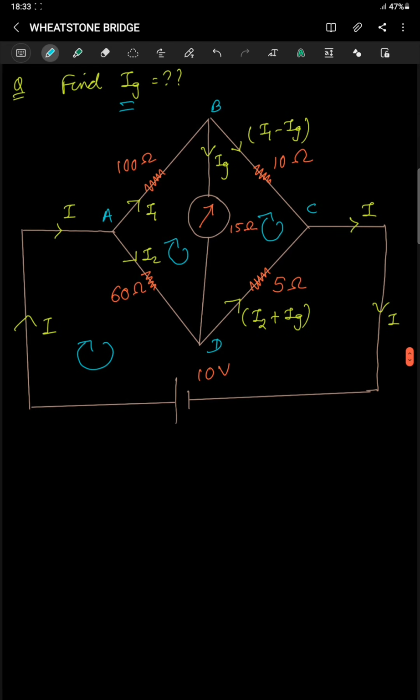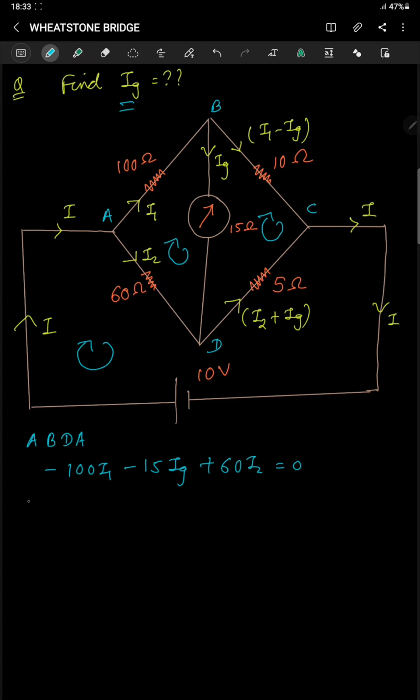So let us apply Kirchhoff's law to the first loop. The first loop which I am taking is A, B, D, A. In A, B, D, A, you see here the I1 direction and my direction are the same. So minus 100 I1. Then in the galvanometer my direction and current direction are the same, so minus 15 Ig. Then in the 60 ohm the current direction and my movement direction are opposite, so it will be plus 60 I2 is equal to 0.